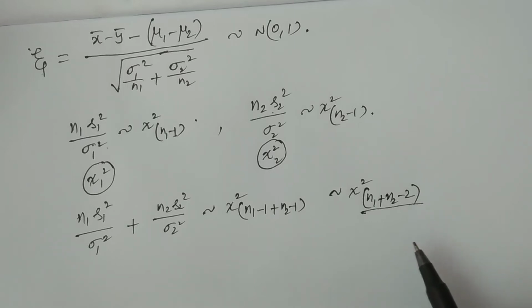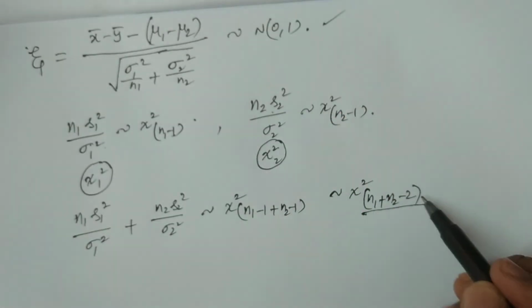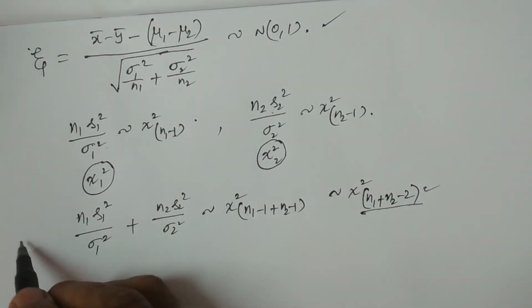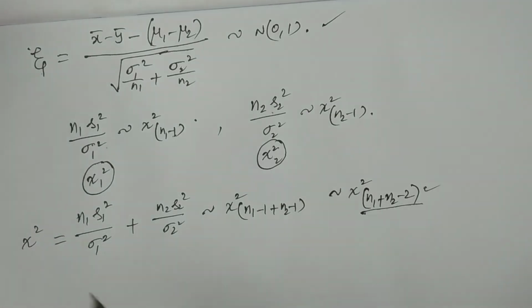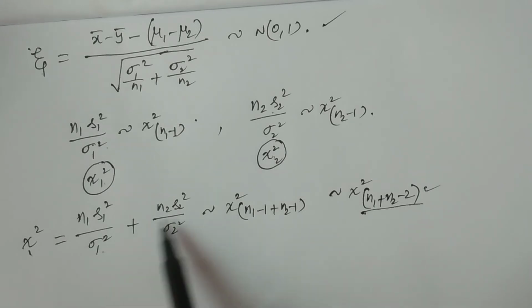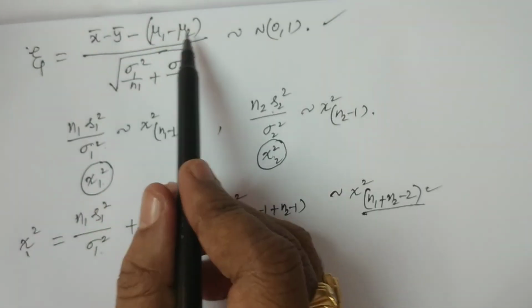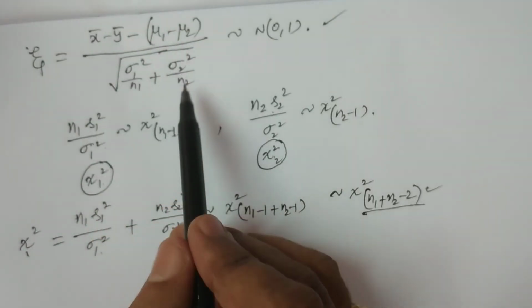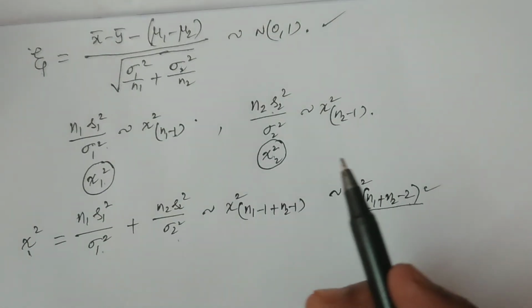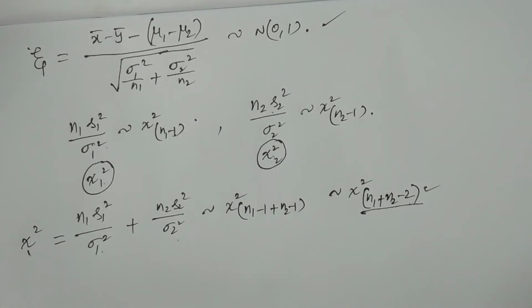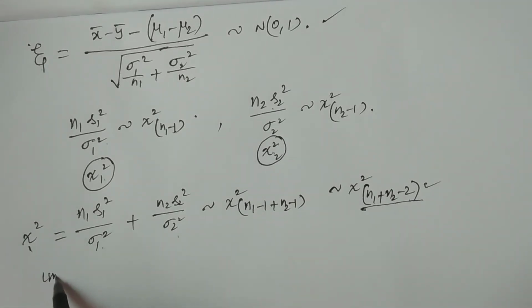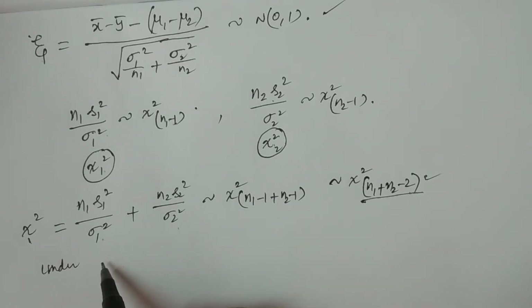So let chi1 square plus chi2 square be chi-square. Chi-square is equal to n1 s1 square by sigma 1 square plus n2 s2 square by sigma 2 square, which follows chi-square with n1 plus n2 minus 2 degrees of freedom. And xi is equal to X bar minus Y bar minus (mu1 minus mu2) divided by the square root of sigma 1 square by n1 plus sigma 2 square by n2, which follows N(0,1). These are the two values we have to consider under the assumption that the population variances are equal.